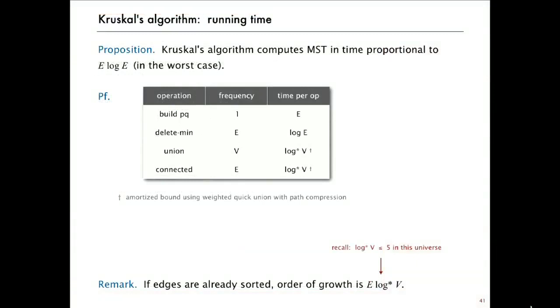One thing to note is that if the edges come in sorted order for some reason, it's almost linear. The order of growth is E log star V. Actually, we don't have to always sort them. In real life situations, we can stop when we get the V-1 edges in the MST. When we have those V-1 edges, we can stop, and usually that's for practical situations. That's way before we see all the edges in the graph. So that's Kruskal's algorithm for computing the MST.